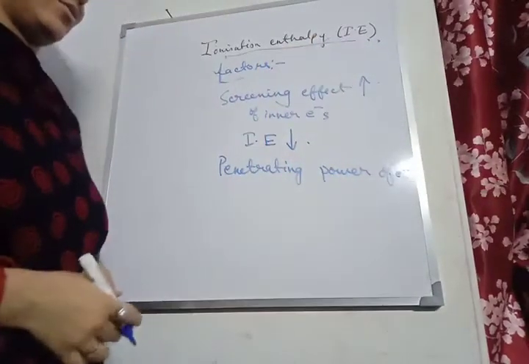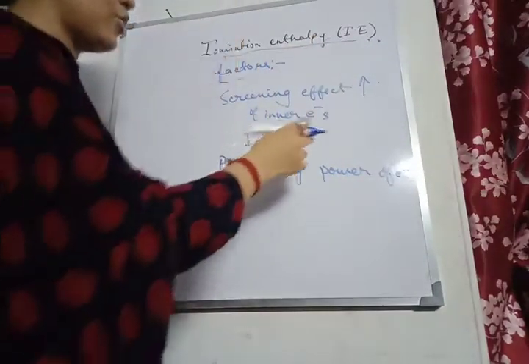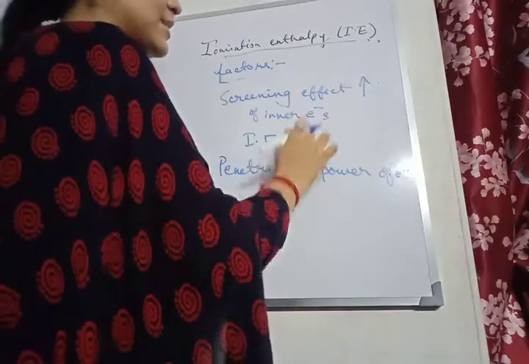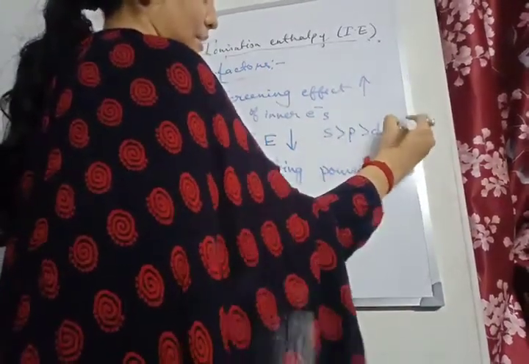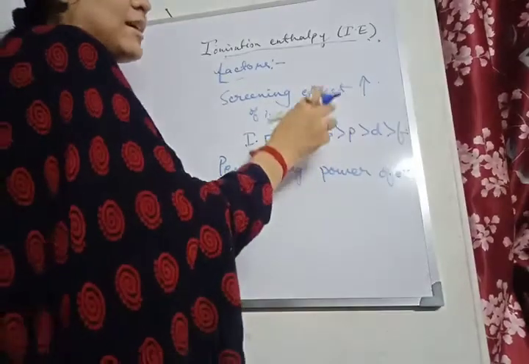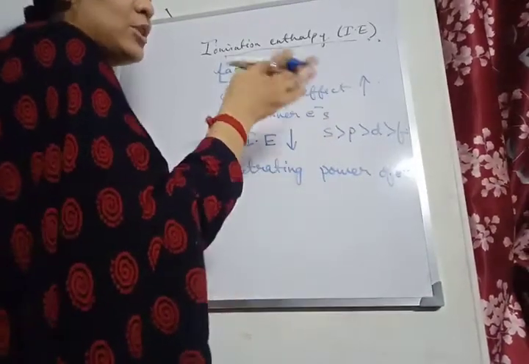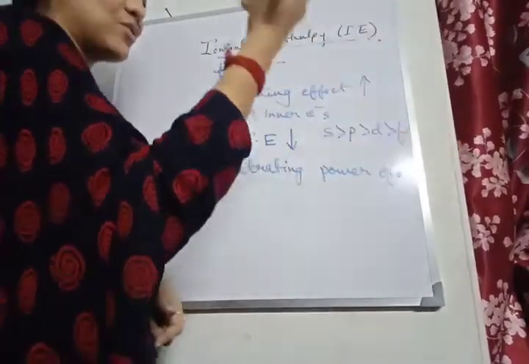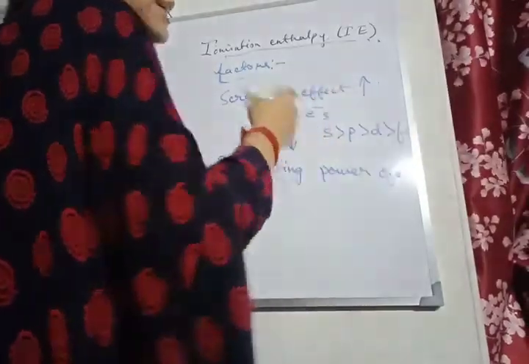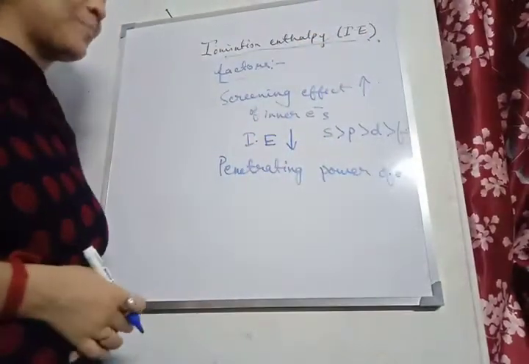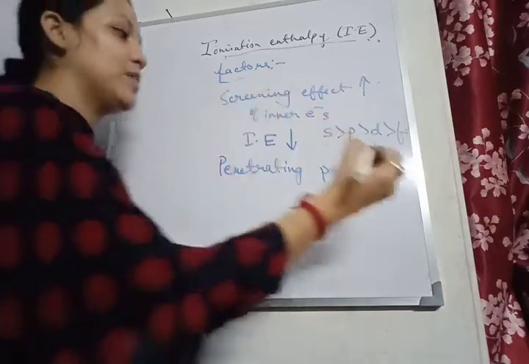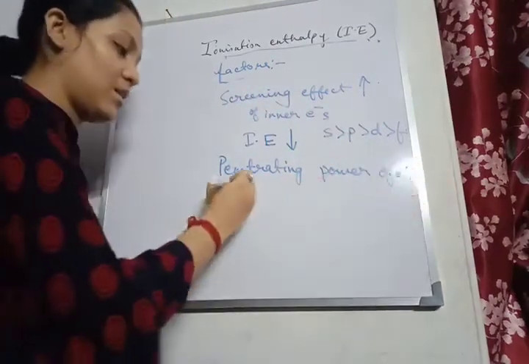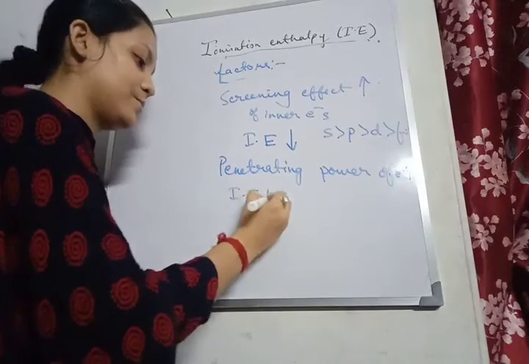Penetrating power of electrons. Now, one thing I forgot to mention: the screening effect. Basically the order is s > p > d > f. That means s electrons can effectively screen the nucleus from the valence shell, and this order decreases as we move towards the f electrons. Okay, penetrating power.